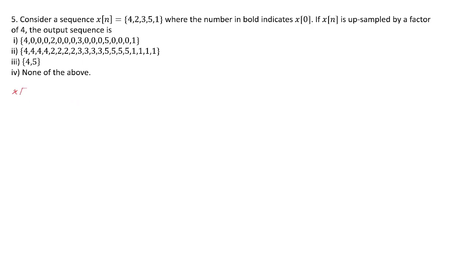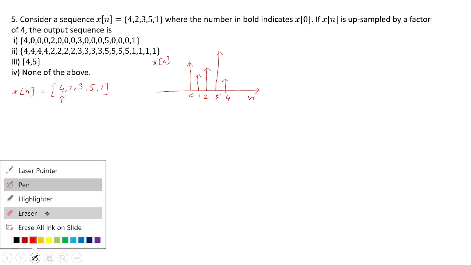So xn you write as 4, 2, 3, 5, 1. So let us consider it starts from here. So we can plot xn in discrete time axis like that. Xn is going to be, some plot of xn is going to be like this: 0, 1, 2, 3, 3 the value is 5 and 1 4. Oh, sorry, let me correct the index.